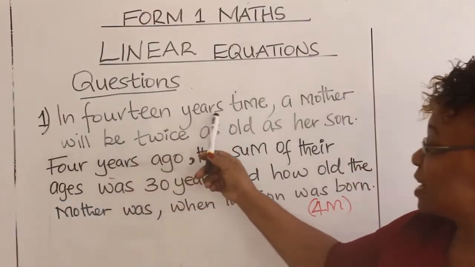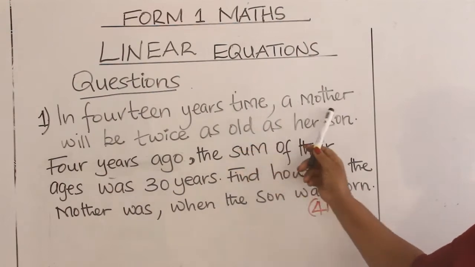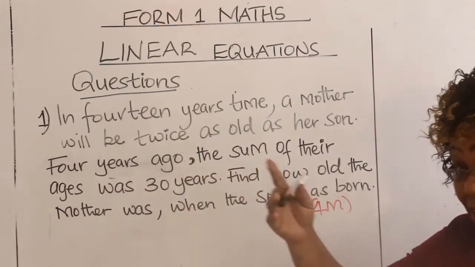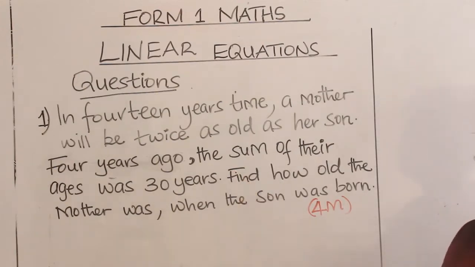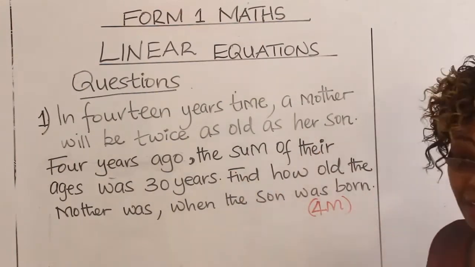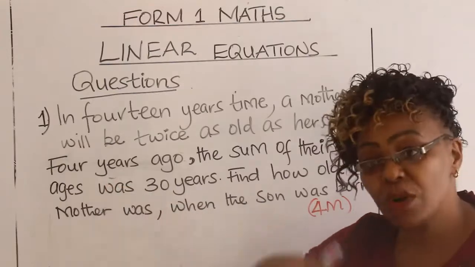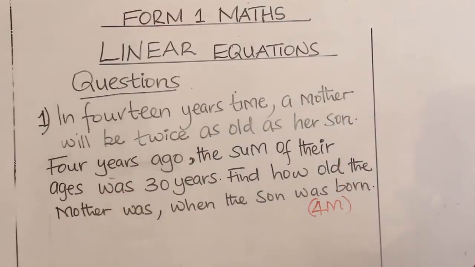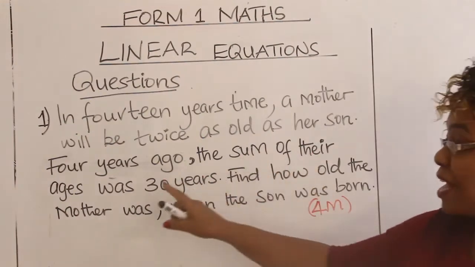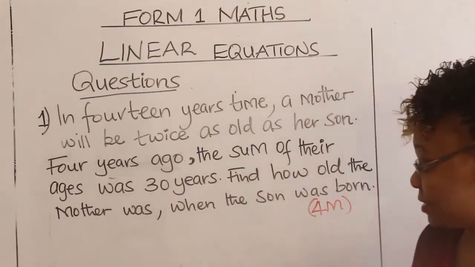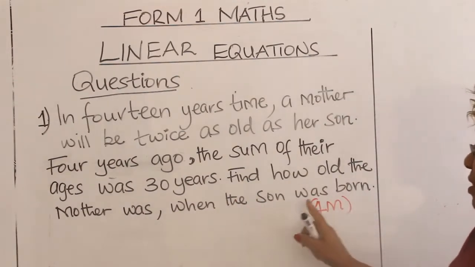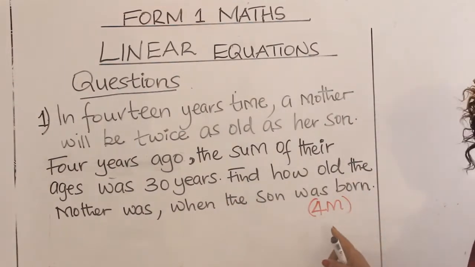In 14 years' time, a mother will be twice as old as her son. That one is talking about the future. 4 years ago, we are now talking about the past. The sum of their ages was 30 years. Find how old the mother was when the son was born.